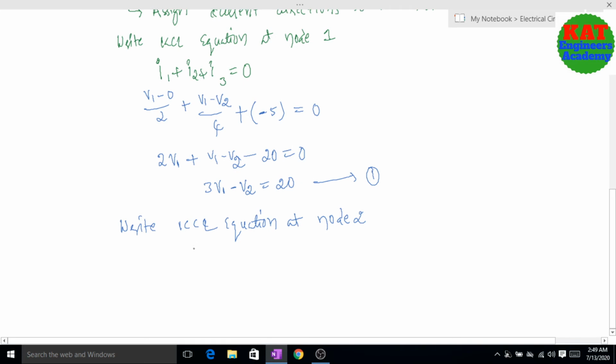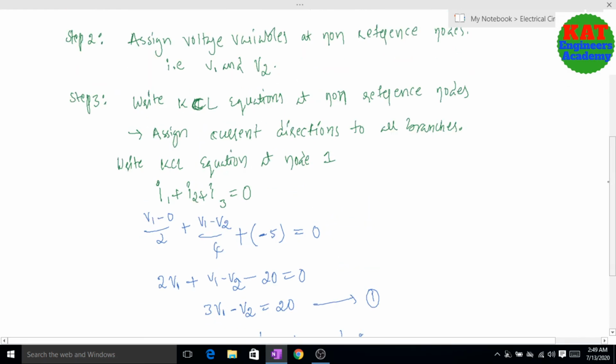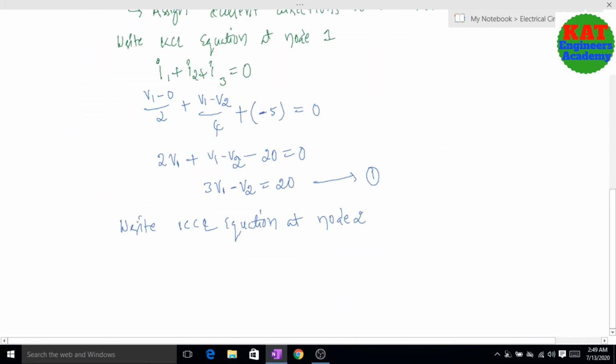What is the KCL equation at node 2? See here, what are the currents going here? I4, I5, I6, and one more current, we have to give the direction in this 6 ohms. Okay, 6 ohms already given. I4, I5, I6, I7. So finally here we can write I4 plus I5 plus I6 plus I7 equal to 0. So like that you first have to write the equation.